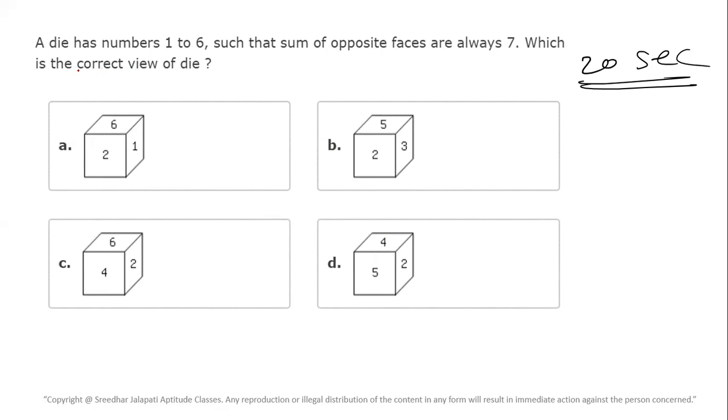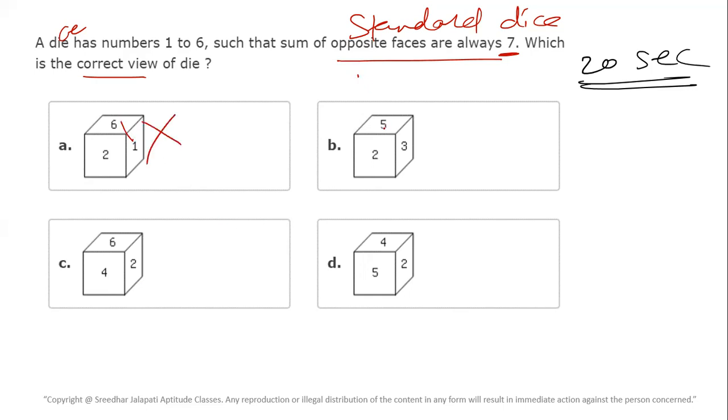Right. Here is the question. A dice is numbered from 1 to 6 such that the sum of opposite faces is always 7, which is nothing but a standard dice. Which of the following is the correct view of the dice? In a standard dice, the sum of the opposite faces should be 7. So when the sum of opposite faces is 7, the sum of adjacent faces cannot be 7. Here adjacent faces sum is 7, so this cannot be the view. Here adjacent faces sum is 7, this cannot be the view. And here adjacent faces 5 plus 2 is 7, this cannot be the view. So obviously this is the view of the standard dice.